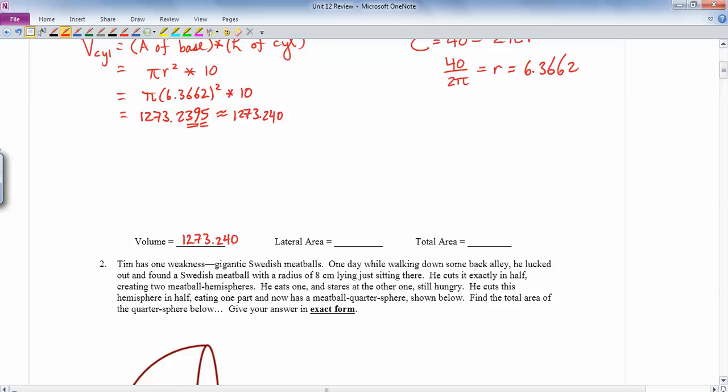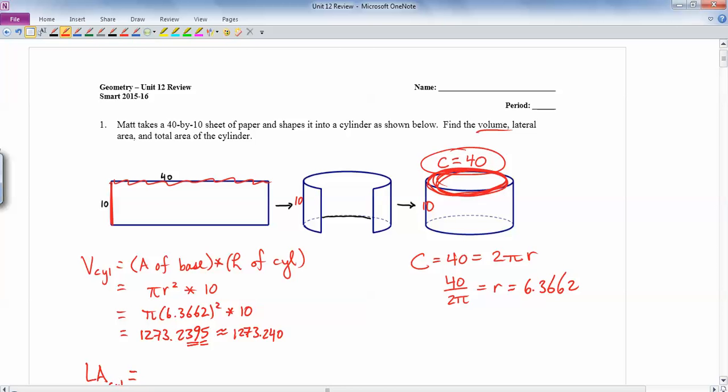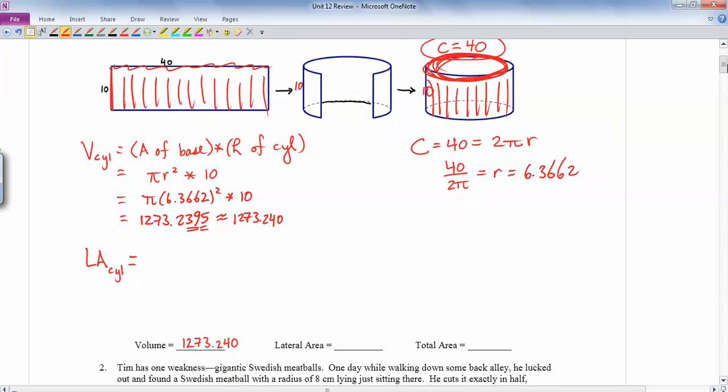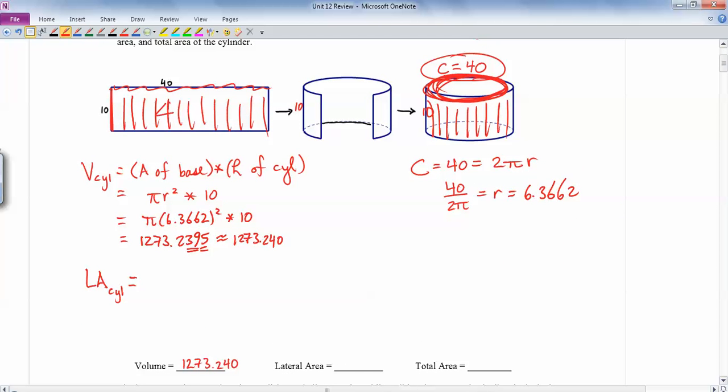1273.240. Okay, then we need the lateral area of the cylinder. So lateral area would be just the walls, right? Just this part, not the top or the bottom. Well, that part is this part right here, right? So that's going to be 10 times 40, 400.